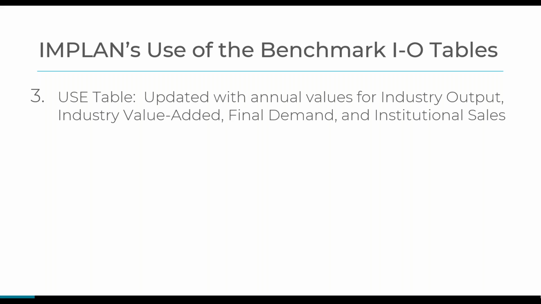We also, of course, use the use table. This is where the power of IMPLAN comes from, of being able to look at indirect impacts, is knowing those interactions between industries and what they purchase. And we update, so at the beginning I had mentioned that we use the BEA benchmark as a base, and so here we're going to talk about how we update it. We update those values in two different ways. So we update them based on annual values that we get for industry output, industry value added, final demand for commodities, and institutional sales of commodities.